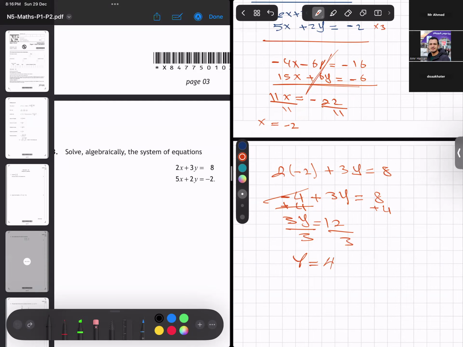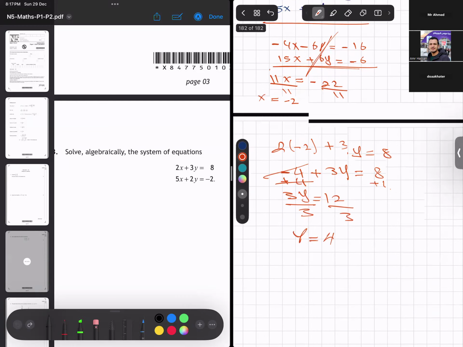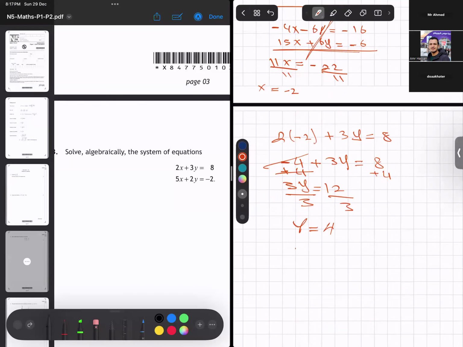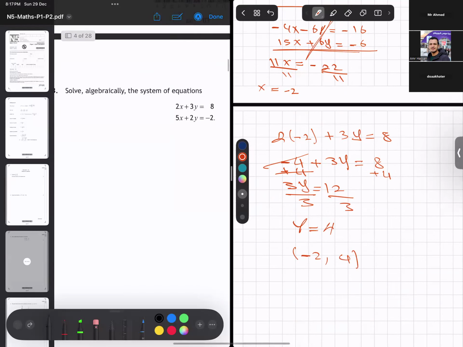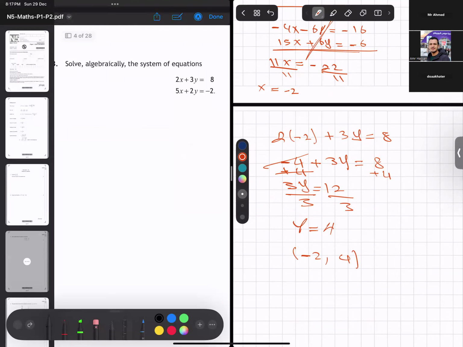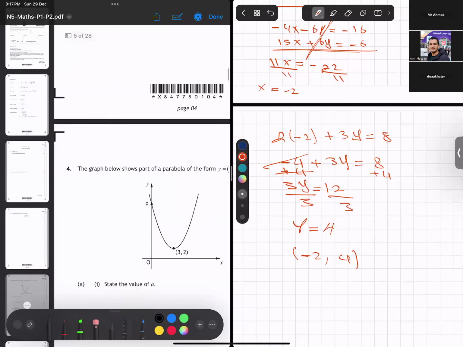y equals 4, right? So the point is we were trying to find the point of intersection between those two straight lines, right? Which makes sense. The point sounds like an ordered pair, because of x and y. So I got what x stands for, so you could write the solution as -2 and 4. This is the point of intersection, just as he asked me to do.